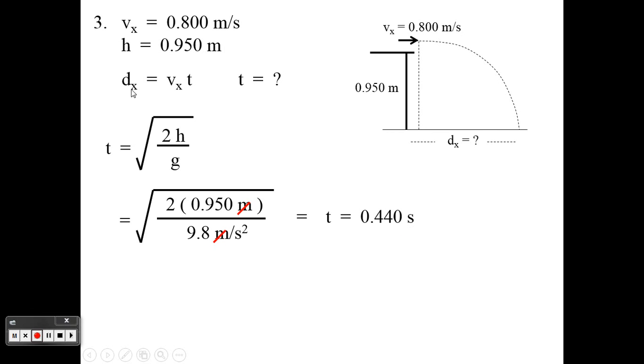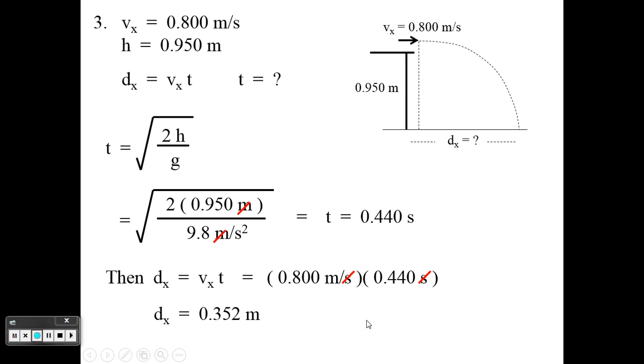And then to get the horizontal displacement, v sub x is 0.8. So we can use our horizontal motion at constant velocity equation, plugging in our numbers, and the answer turns out to be 0.352 meters. Okay, so use the height and this shortcut equation, t is equal to the square root of 2h over g. That will give us the flight time, whether it's dropped from rest or projected horizontally. And then use that in the horizontal d is equal to v times t expression.